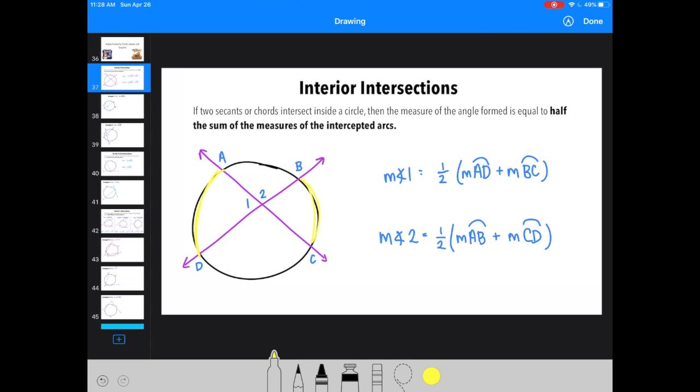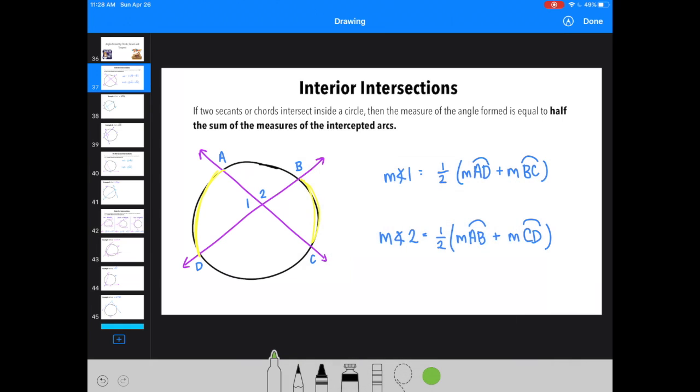The way I like to think of it is those vertical arcs. Remember when we went over vertical angles? Those are the angles that are right across from each other. Here, we kind of have vertical arcs. So whatever arcs align through that angle, those will be the arcs that you add up.